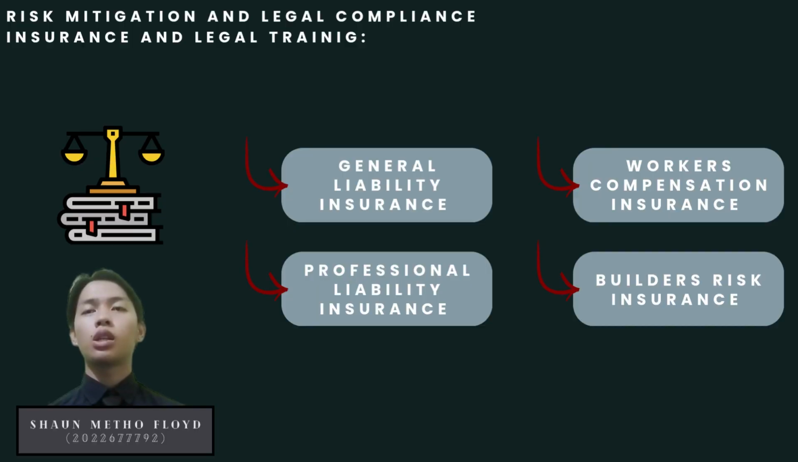paying huge legal costs. Another important one is workers' compensation insurance. It supports injured workers with medical costs and lost wages. This reduces the chance of workers suing the company. Professional liability insurance is for roles like engineers and architects. It covers mistakes in design or advice. Meanwhile, builders' risk insurance protects materials and unfinished work from fire, theft, or damage.